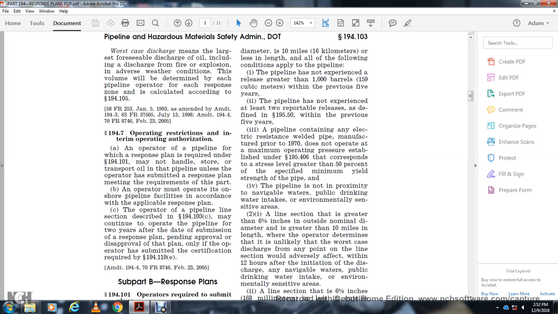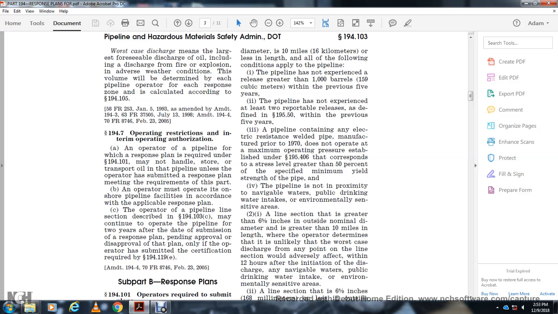Alright, 194.7, operating restrictions and interim operating authorization. An operator of a pipeline with a response plan required by 194.101 may not handle, store, or transport oil on the pipeline unless the operator has submitted a response plan that meets the requirements of this part. The operator must operate the onshore pipeline facility in accordance with the applicable response plan.